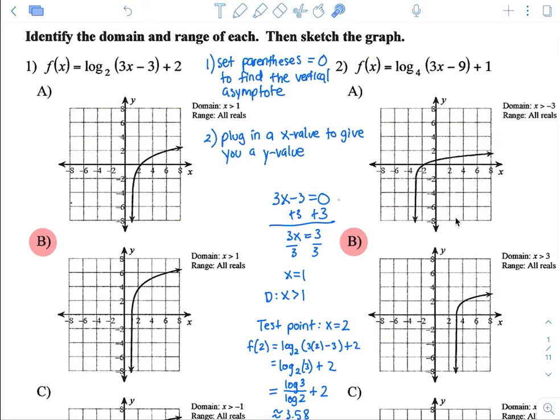So for number 1, first rule is, you gotta set parentheses equal to 0 to find the vertical asymptote. So here's the parentheses, right? So I set 3x minus 3 equal to 0. So then I added 3 to both sides, and then I divided both sides by 3. And then I got x is equal to 1. Now, remember, your x values have to be greater than this, because when you plug in 1, that's when you get 0. So all of your domain has to be x is greater than 1.